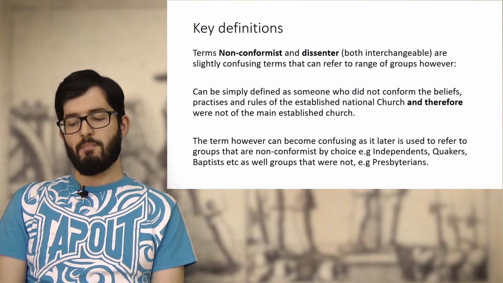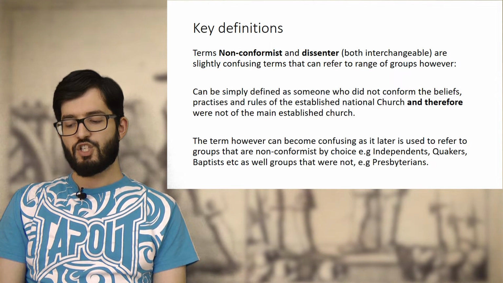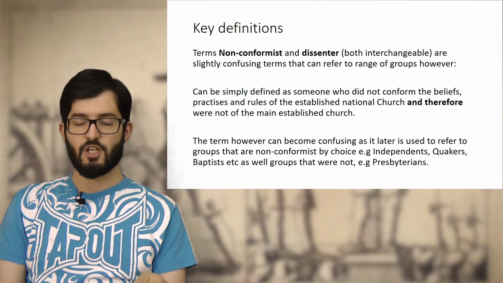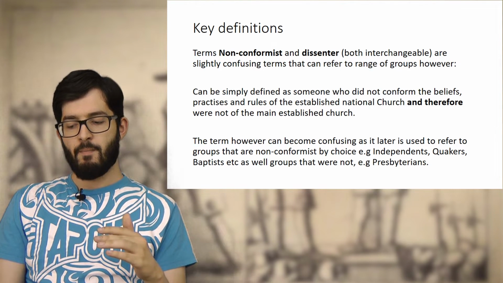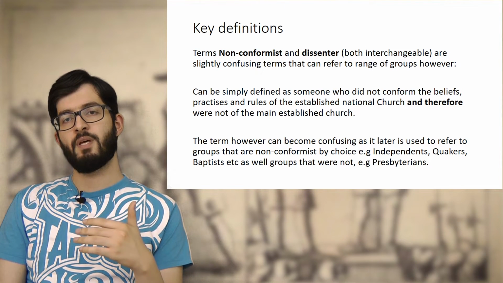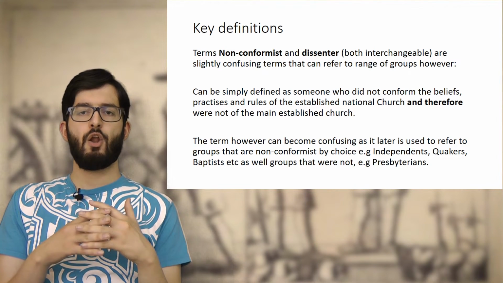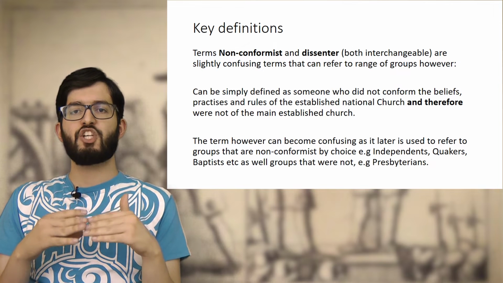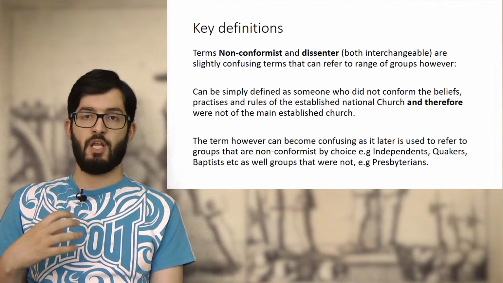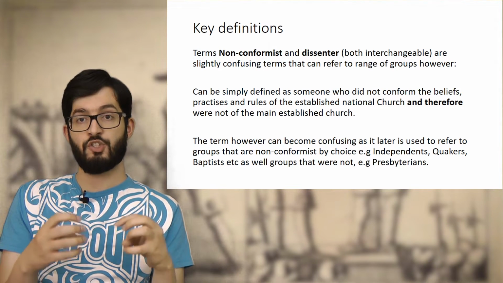As a term, though, it can become a little bit confusing, and the reason being is it's a term which later on is used to refer to groups that are non-conformist by choice. So there are certain groups that are non-conformist by choice, and there are groups that are non-conformist because they're forced into it, because they basically get chucked out of the church. So you can be a non-conformist or dissenter if you specifically choose to not be a part of the main church, and it can also be somebody who is forced out of the main church because of strictly defined rules in regards to uniformity.